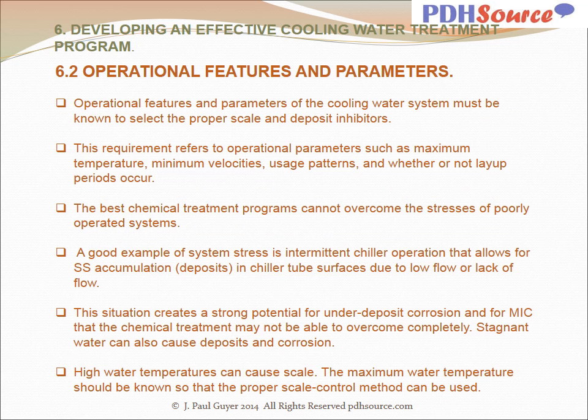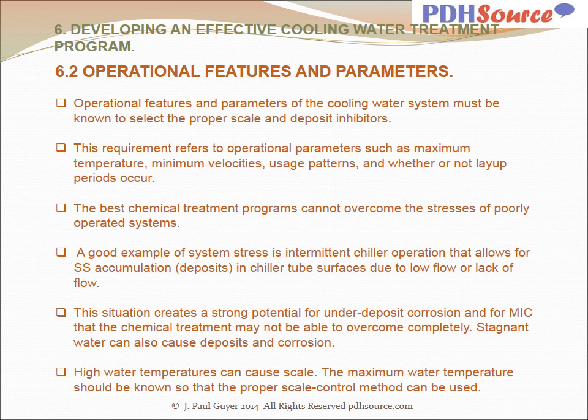Operational features and parameters of the cooling water system must be known to select the proper scale and deposit inhibitors. This requirement refers to operational parameters such as maximum temperature, minimum velocities, usage patterns, and whether or not layup periods occur. The best chemical treatment programs cannot overcome the stresses of poorly operated systems. A good example of system stress is intermittent chiller operation that allows for suspended solid accumulation deposits in chiller tube surfaces due to low flow or lack of flow.